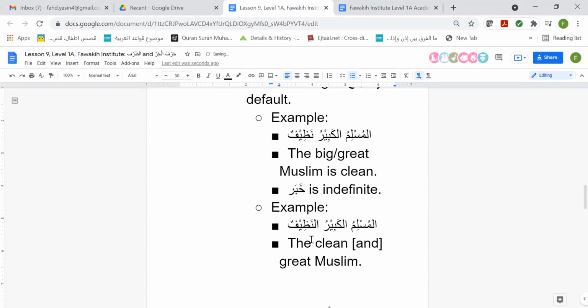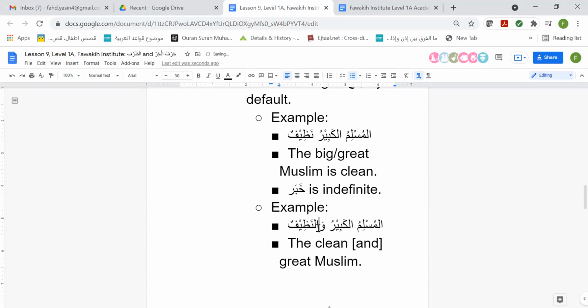Now notice here I put "and" in parentheses. That's why this is a good example of how with translations, you have to tweak it a bit, right? That "and" is implied, okay? Because remember, you could say the clean great Muslim. I guess that's fine too. But to clarify, I put the clean and great Muslim, right? Now you could put a waw in here.